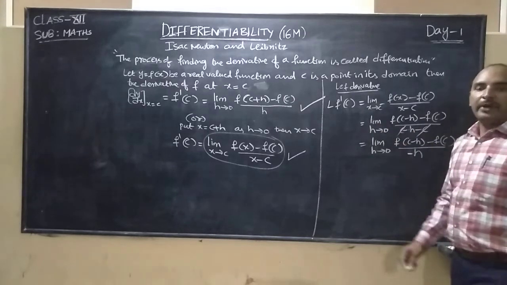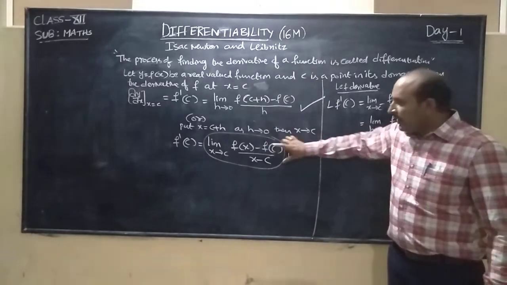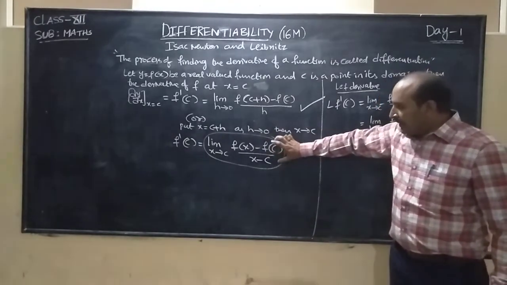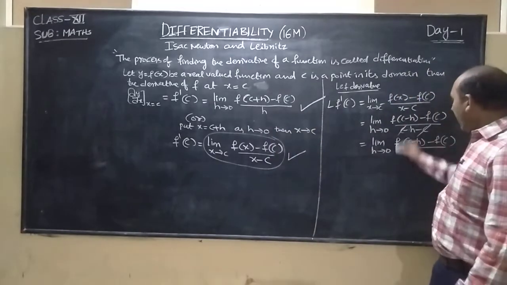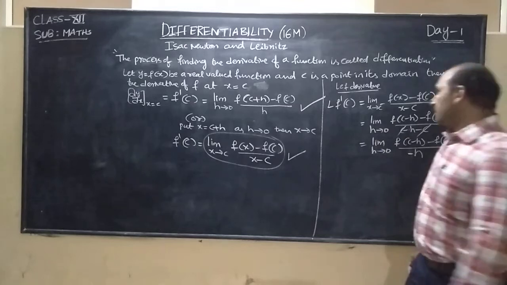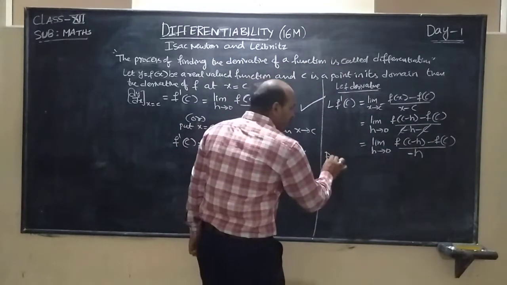This is the left derivative of the function. According to this formula, you can take this one and again this one, you will get the same answer. This is also a finite value and also exists. Same thing, right derivative of the function.